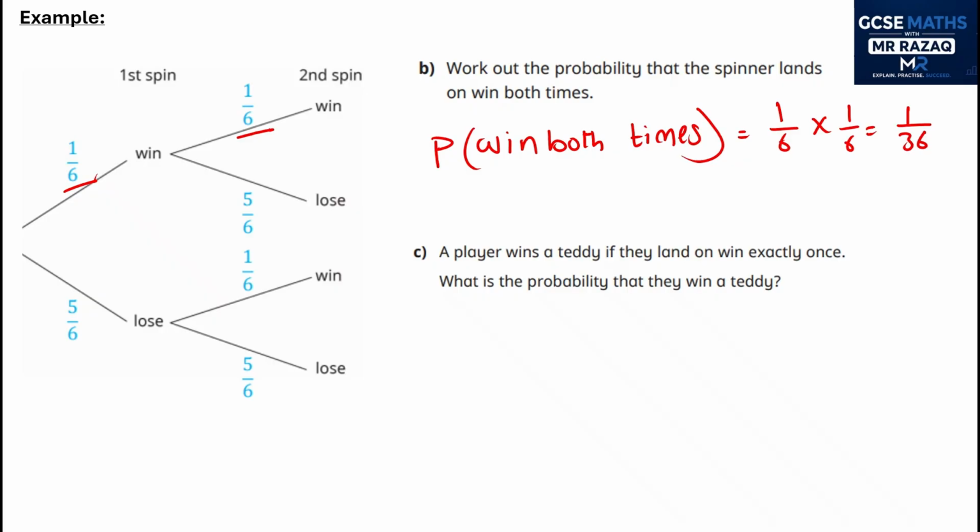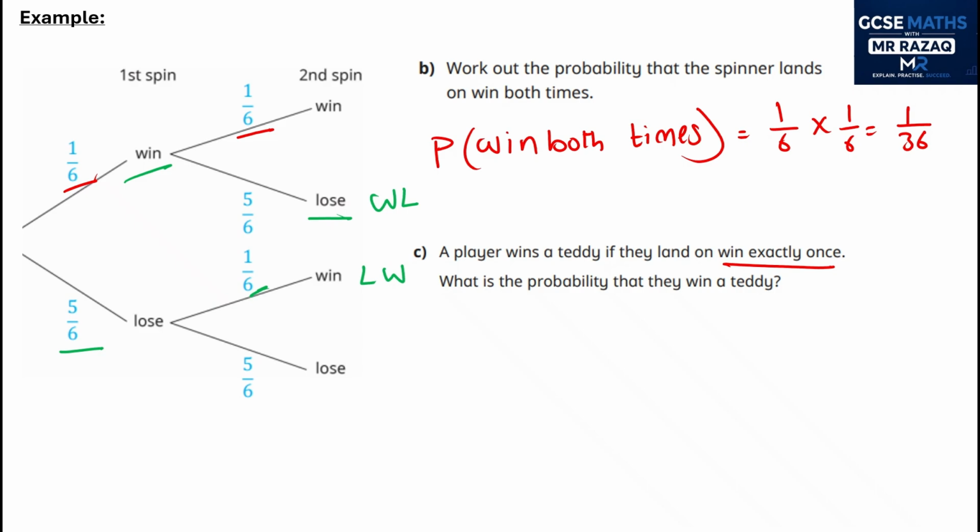Let's look at part C. Part C asks us, a player wins a teddy if they land on win exactly once. This is really important, exactly once. What is the probability that they win a teddy? If I have to win exactly once, that means if I win in the first spin, the second spin I must lose. That would be win, lose. And if in the first spin I lose, then the second spin I must win. So it would be lose, win.